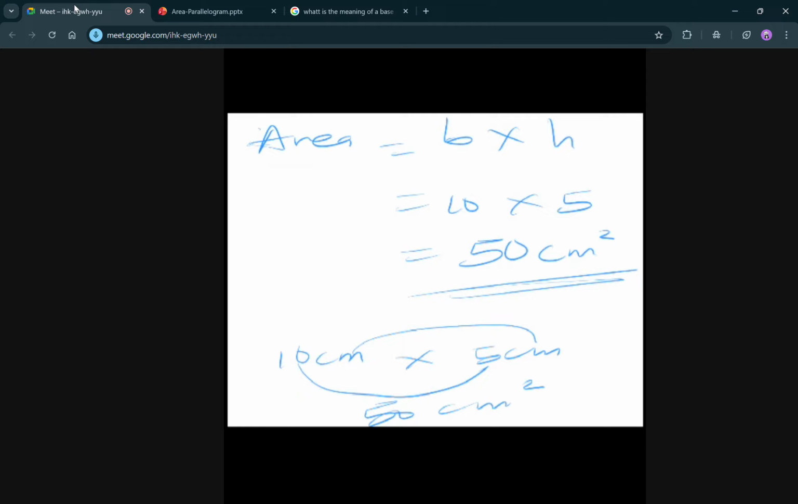So area is measured in square units. At the end of your calculation, you must add cm square for every area. If the unit were given to you in meters, then it's going to be meter square. If it was given in millimeters, it's going to be millimeter square. Whatever the unit is, the unit of that area must be the square unit. So hence the area of this parallelogram is 50 centimeters square.